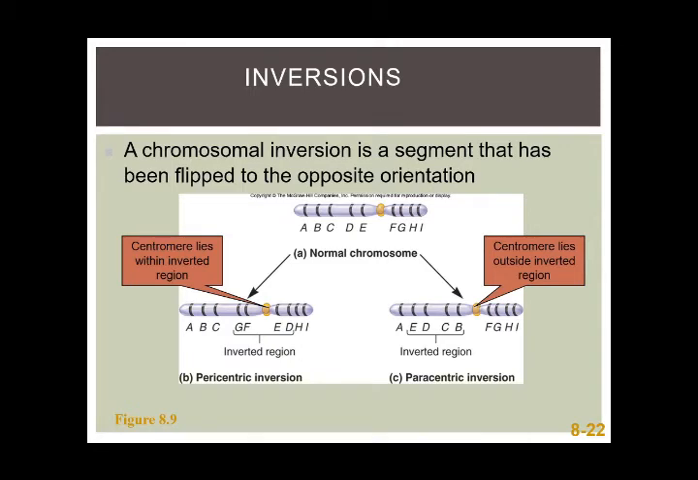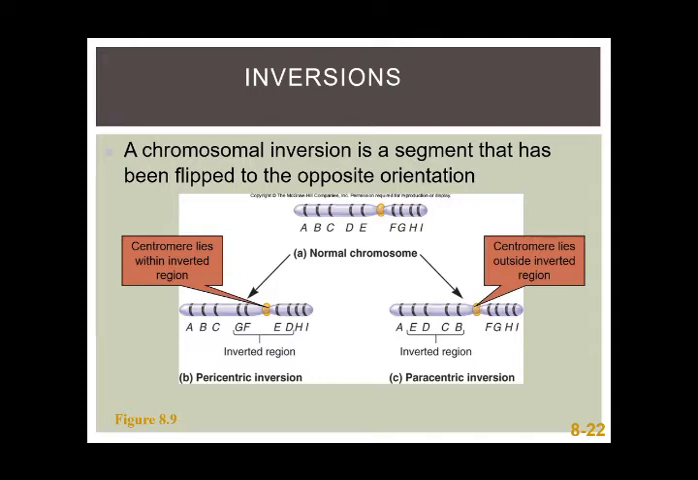Inversions. A chromosomal inversion is a segment that has been flipped to the opposite orientation. So we start with a normal chromosome A, B, C, D, E, F, G, H, I. So you have A, B, C, G, F, E, D. So the one that has been inverted will be D, E, F, G. So it is a pericentric inversion, where the centromere lies within the inverted region.